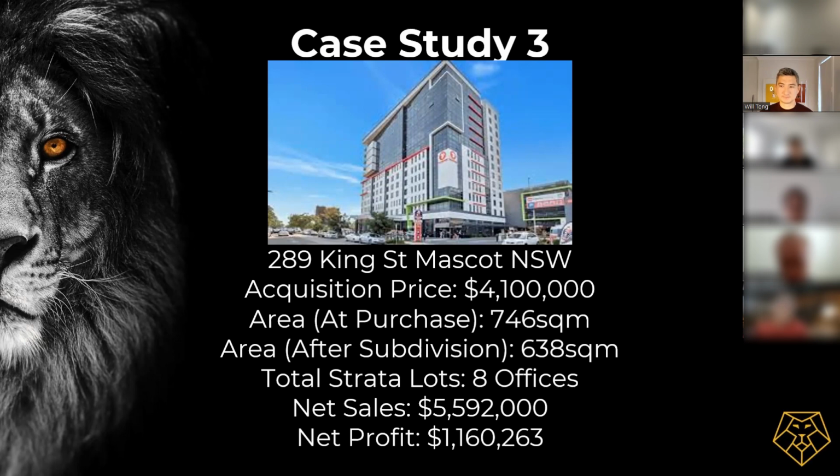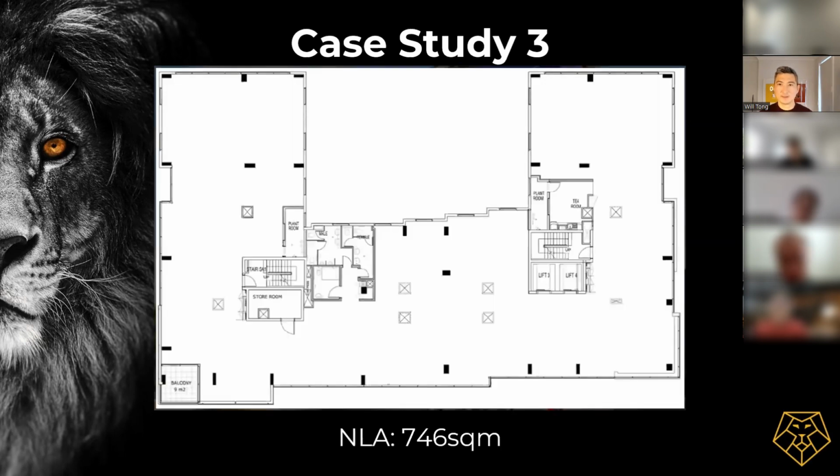Now, just a question off this one as well. Did you have to install kitchenettes, or did they use a common area kitchen outside? Because there were 8 different tenancies. Yeah, so to comply with council, we didn't need to install additional ones. But some of the tenants wanted their own, so they did their own.